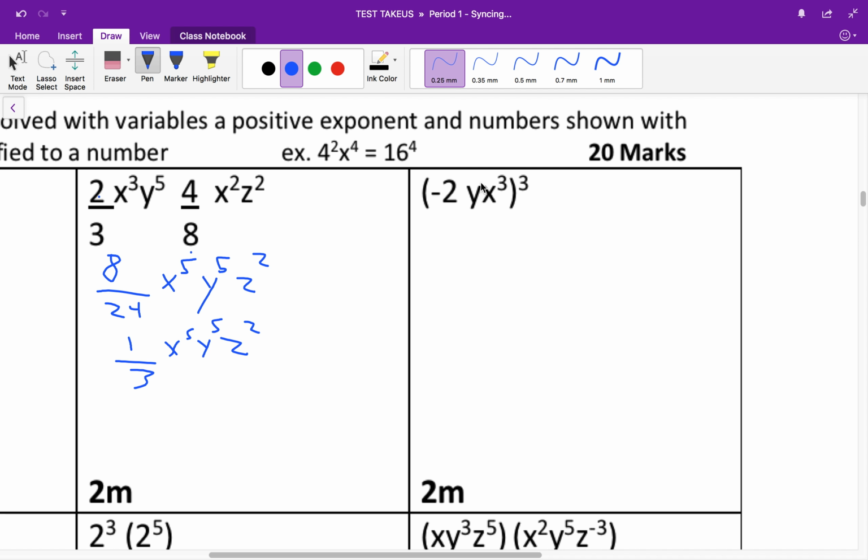Here we're going power to a power, so a power to the power, you multiply the exponents together. And if you remember here, that's 1, and there's a 1 there. So you're going to end up with -2 to the power of 3, y to the power of 3, and x to the power of 9. Now, -2 to the power of 3 is the same as saying -2 times -2 times -2, right? So -2 times -2 is +4 times -2, which is -8 y3 x9.